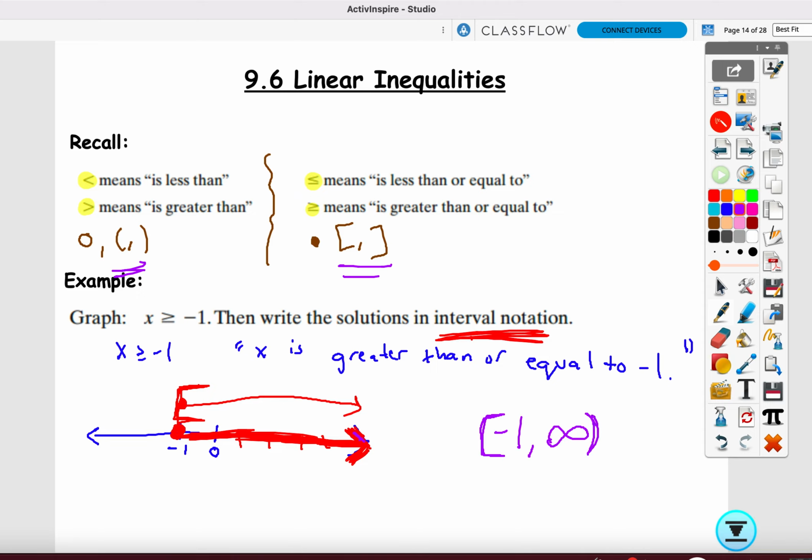Well, what's the interval notation? Well, which infinity is to the left? So -100 is less than -1, -1,000 is less than -1, -1,000,000. So it's the same thing as saying negative infinity, comma, -1 parentheses. This is your interval notation.